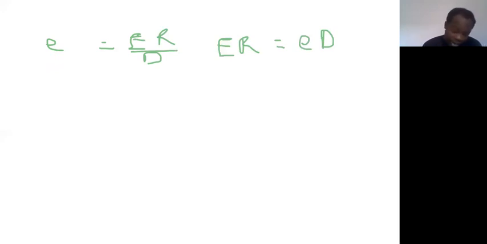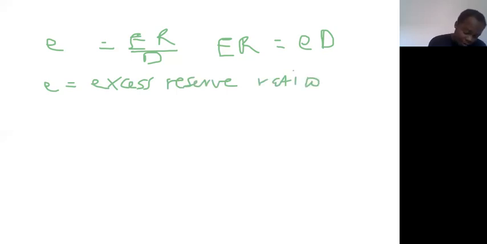In the same vein, then we can do the same for currency. In this case, E here indicates the excess reserve ratio. Okay. So in the same way, we can do the same for currency.